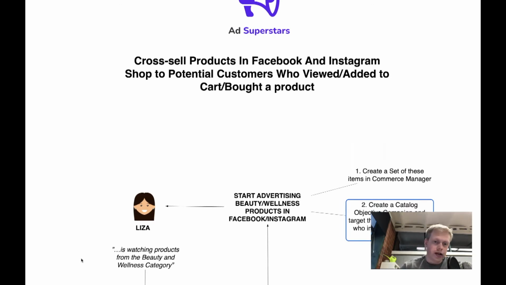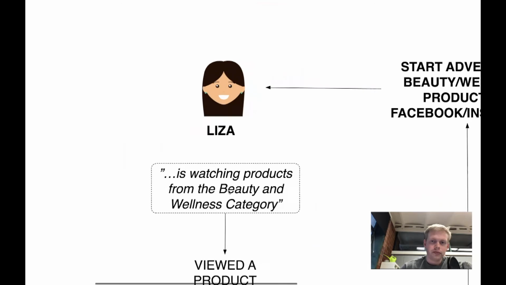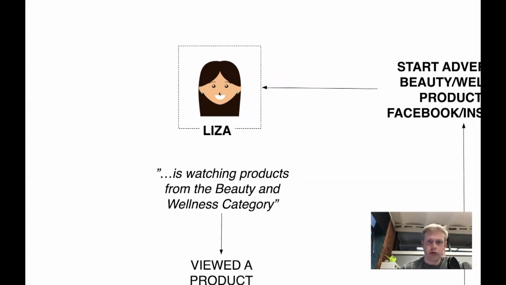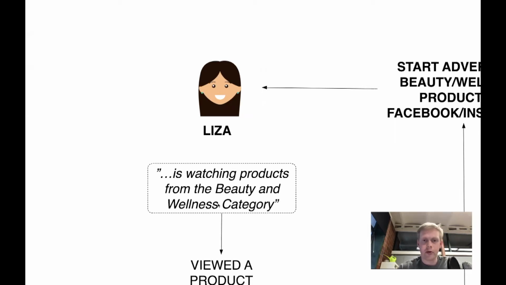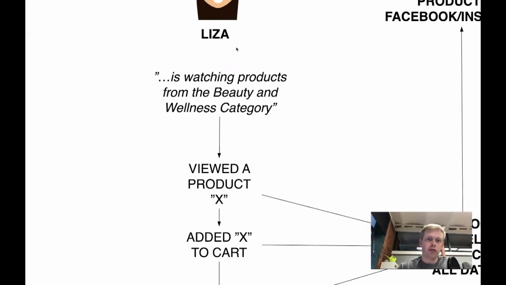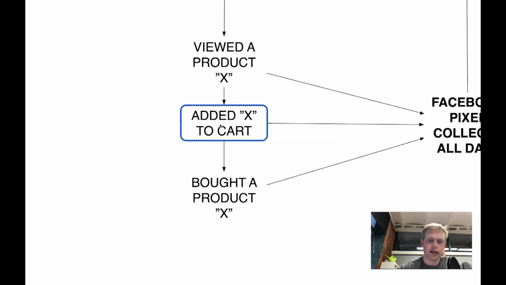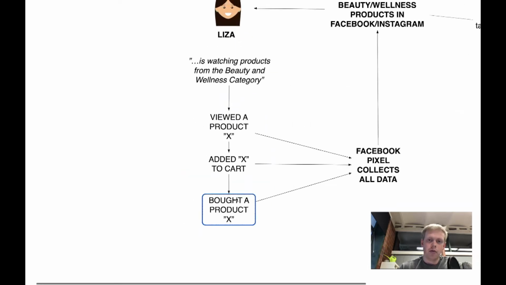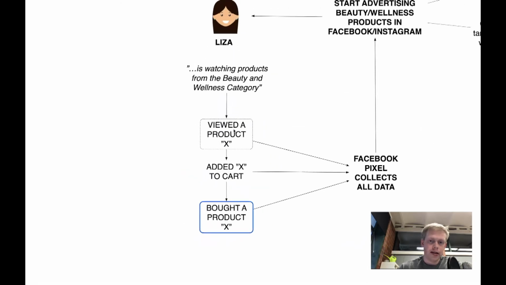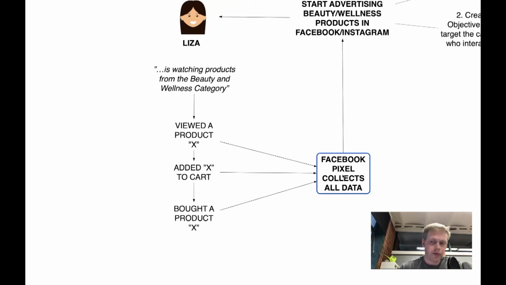So let's look at the Liza story here. Liza is a potential customer who is now in my online store and she's watching products from the beauty and wellness category. Maybe Liza found something. She viewed a product, maybe lipstick, then she maybe added it to the cart and even bought it. Whatever happens, data from all these steps will be collected by Facebook Pixel.